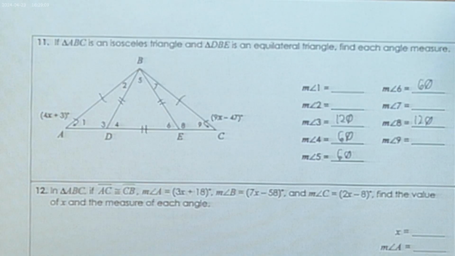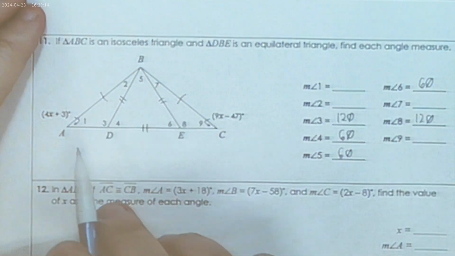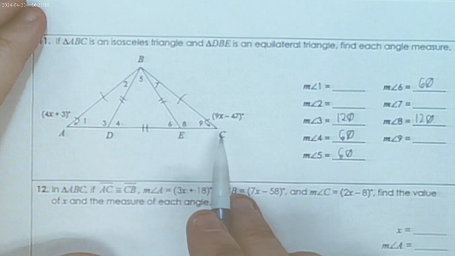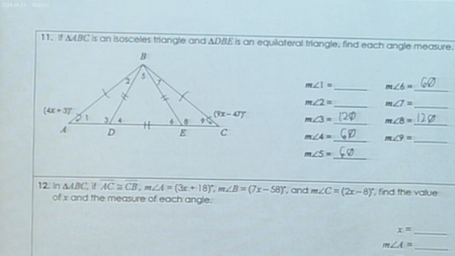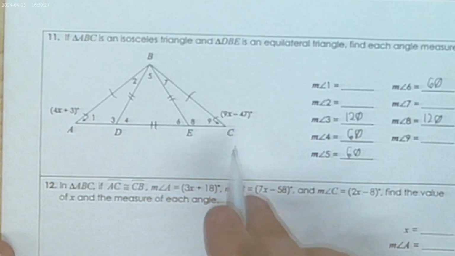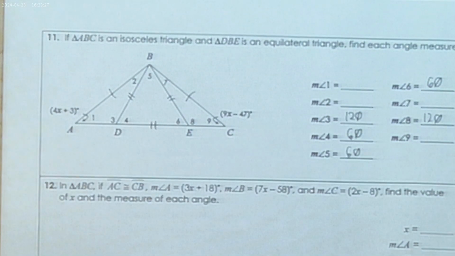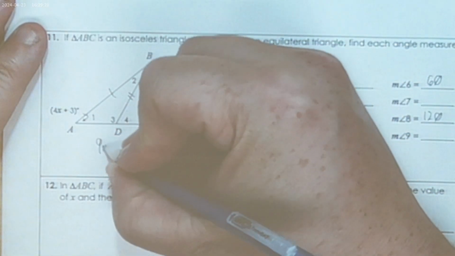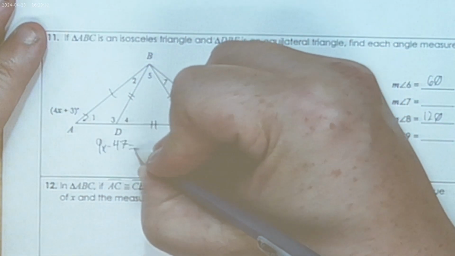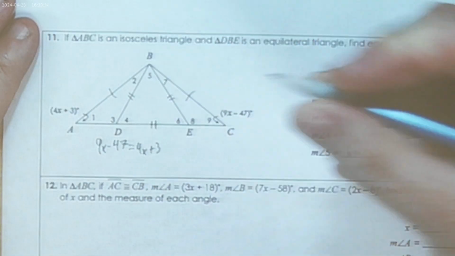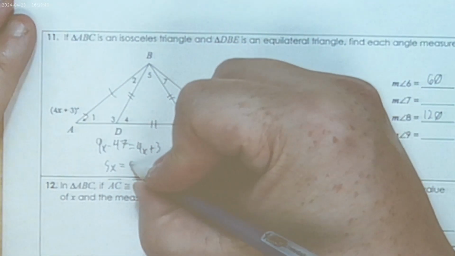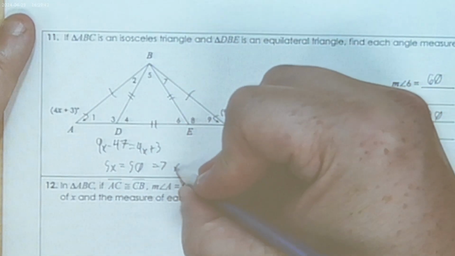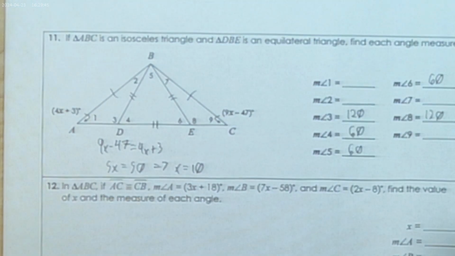So let's see. Because it's isosceles, I know that I can set 9x minus 47 equal to 4x plus 3. And this may not sound like a big deal, but what I can do is solve for x and then plug it back into one of these equations to get an actual number. So 9x minus 47 equals 4x plus 3. So 5x equals 50. Therefore x equals 10.